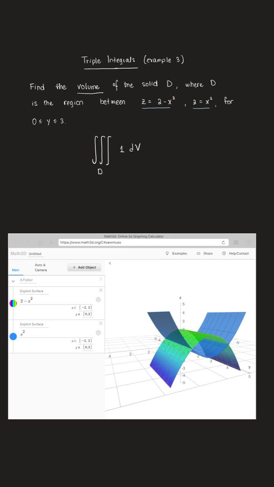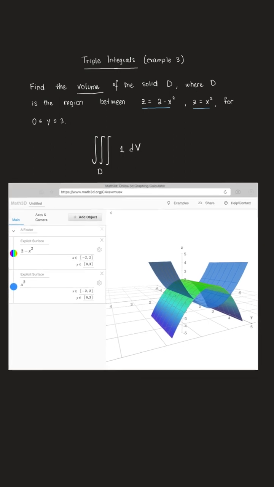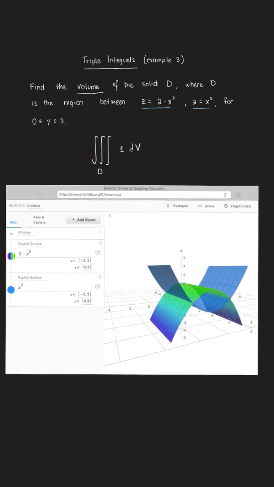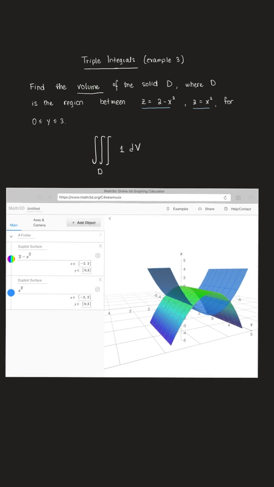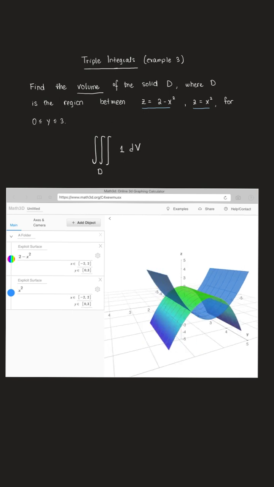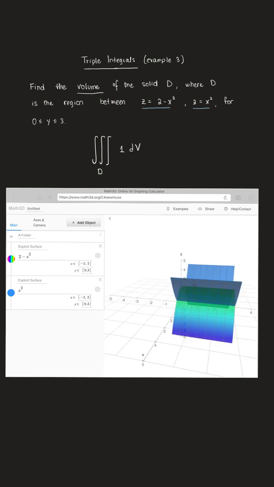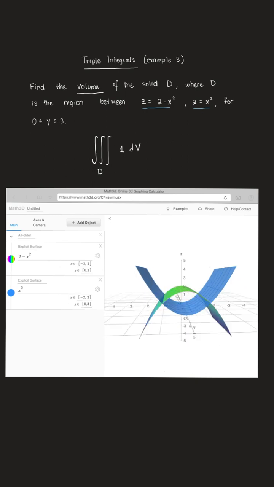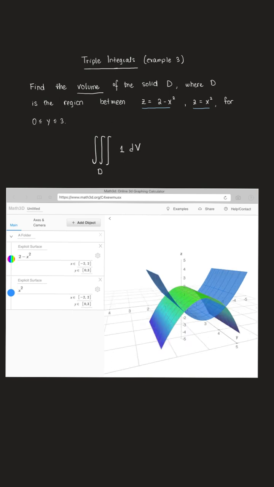And I went ahead and graphed them on math3d.org so that we could get a visual of what's going on. So let me focus on the graph and talk a little bit about it. You can see that along the y, this is set so that we're only going from 0 to 3. And along z, we have a top parabolic cylinder and a bottom parabolic cylinder. So we have some choices to make.